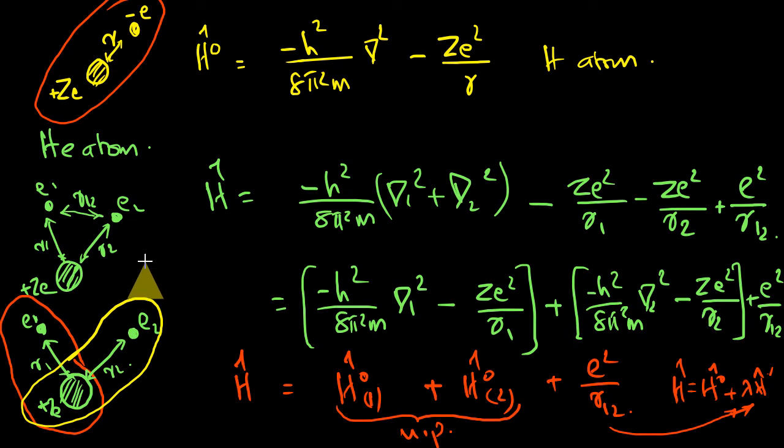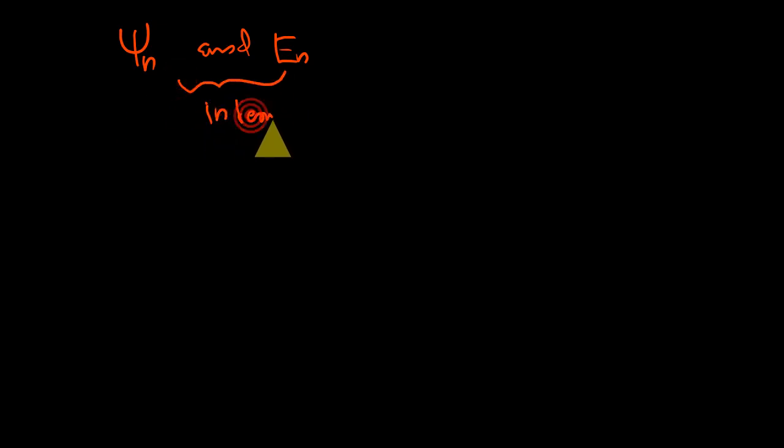So in the perturbation method, what are we doing? We determine psi n and En. You know what psi n and En are? Psi n is the wave function of the perturbed system, and En is the energy of the perturbed system in the state n. And you determine the wave function and energy of the perturbed system, that is very important, in terms of psi n0 and En0.